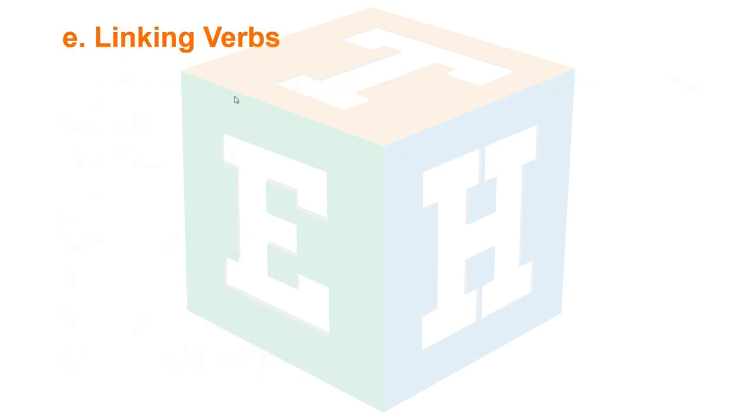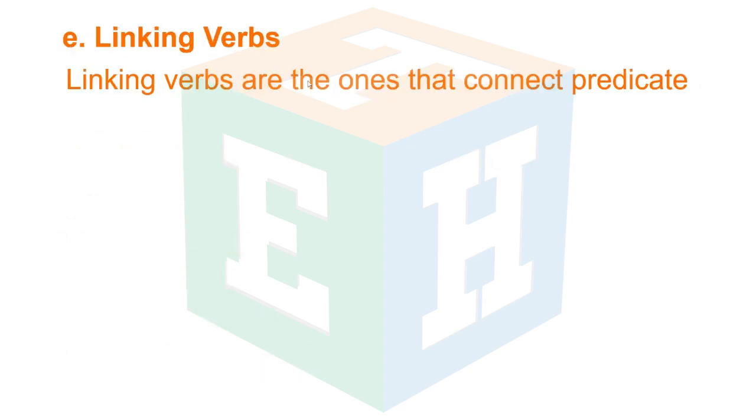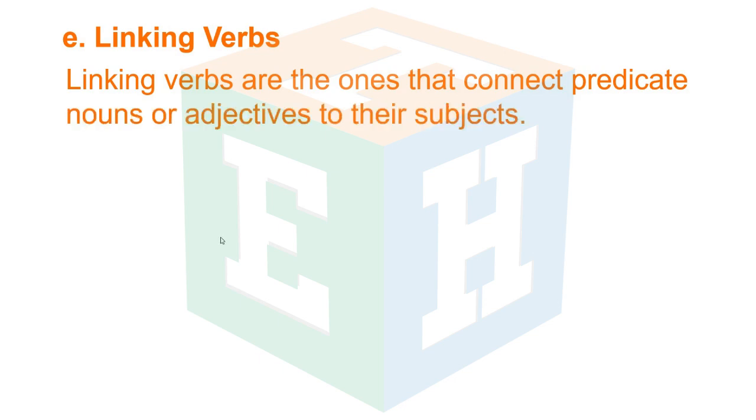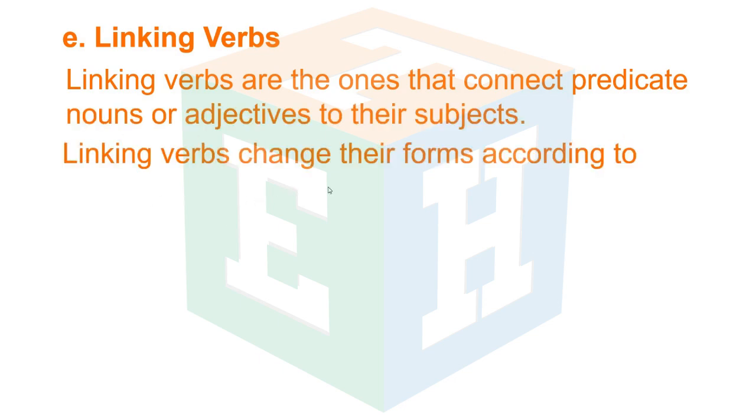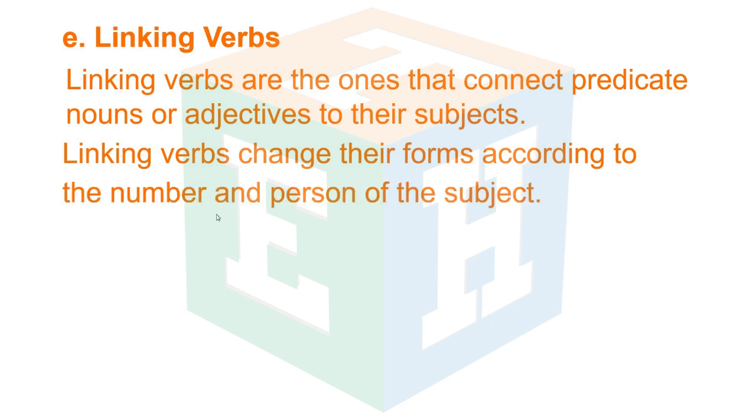E, linking verb. Linking verbs are the ones that connect predicate nouns or adjectives to their subjects. Linking verbs change their forms according to the number and person of the subject. Examples: is, am, are.